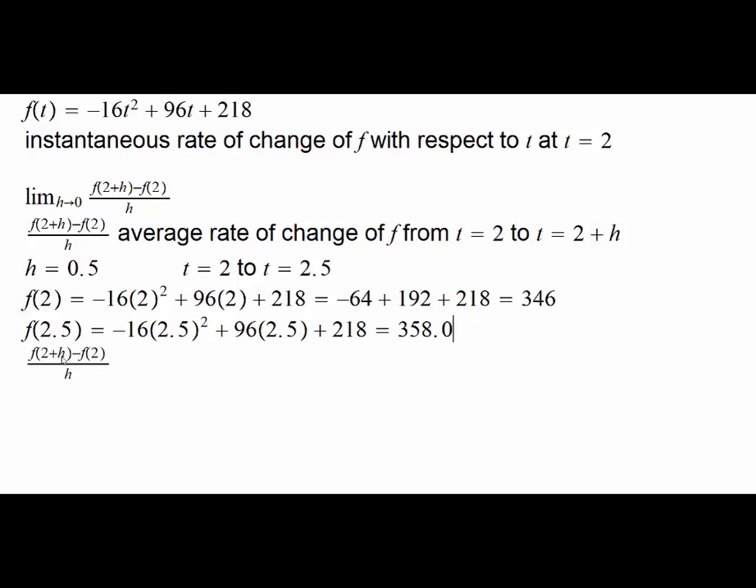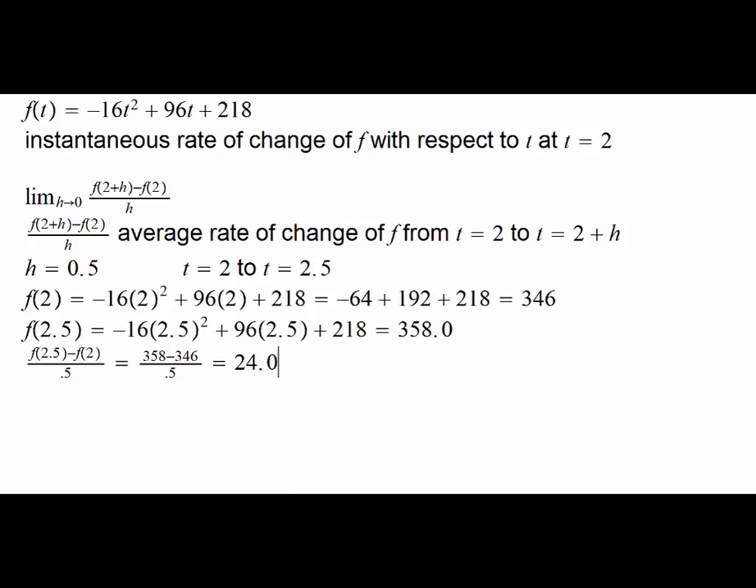Okay, so if we compute the average rate of change with respect to t from 2 to 2.5, here we have h equals 0.5. So what that will be is f of 2.5, that is 358, minus f of 2, that is 346, divided by 0.5, which will be 24 units. Okay, so that's the average rate of change.